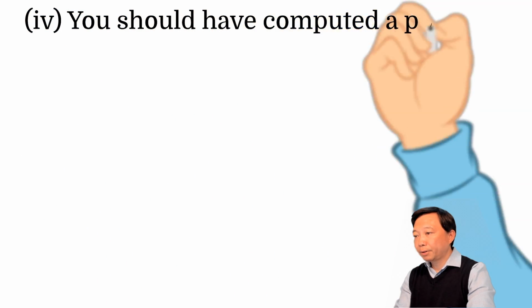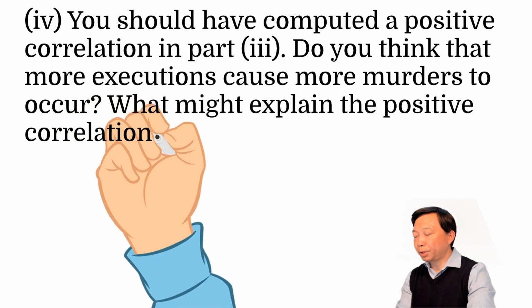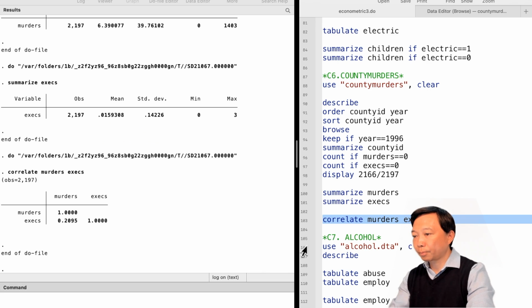Here is the fourth question. You should have computed a positive correlation in Part 3. Do you think that more executions cause more murders to occur? What might explain the positive correlation? The positive correlation does not necessarily mean causality. First, we should figure out the direction of the causal relationship. It makes more sense to say more murders lead to more executions.